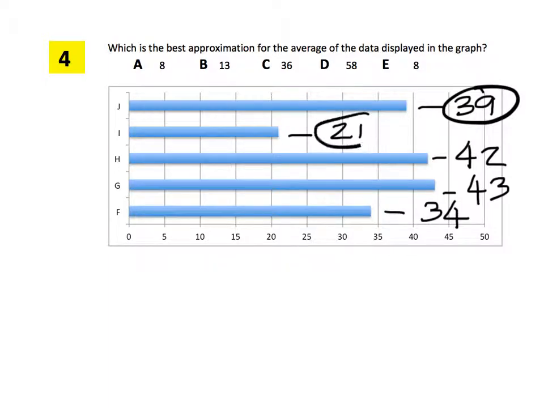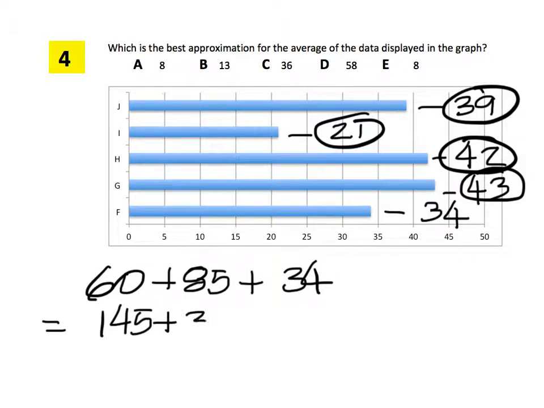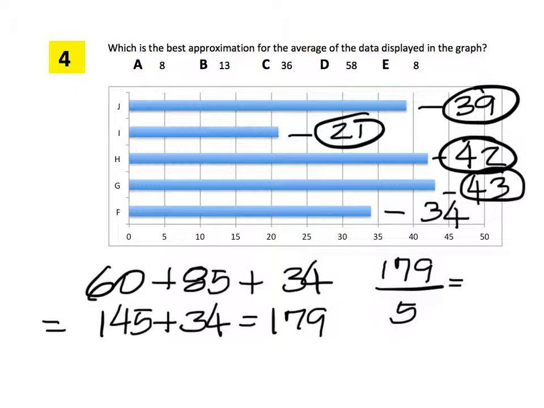Alright, 39 and 21 is 60. 42 and 43 is going to be 85. And then we have a 34. So that's the same thing as 145 plus 34, which is 179. So we need to divide 179 by 5. 5 goes into 17 3 times with 2 left over, and 5 into 29 5 times with 4 left over. So that would be a 0.8. 35.8 is closest to which one? C, 36.